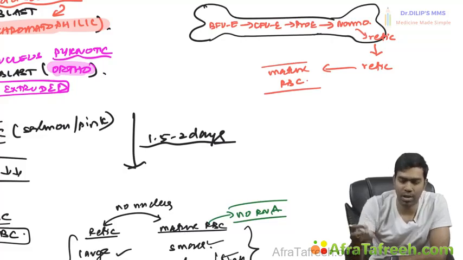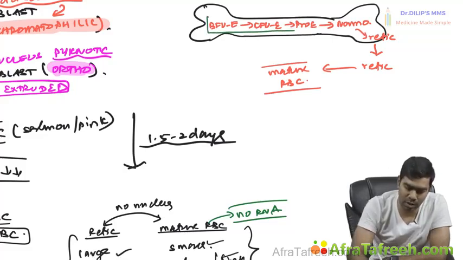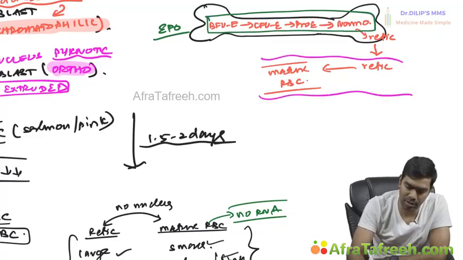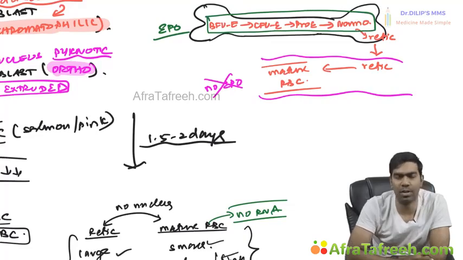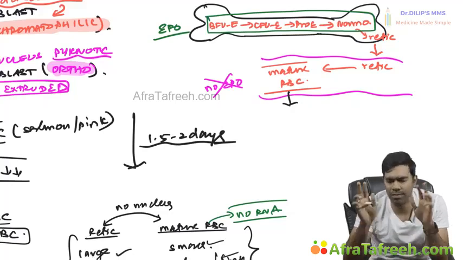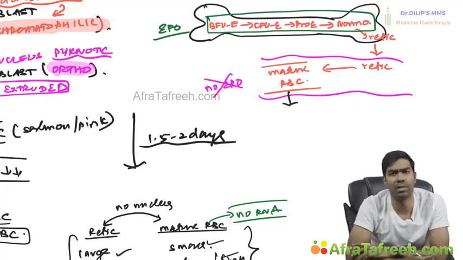And where is erythropoietin's influence going to be? The erythropoietin influence is going to be only in this part. Erythropoietin does not influence the mature RBC, which means the lifespan of the mature RBC is not affected by erythropoietin. Very important point. Lifespan of the mature RBC is not affected by erythropoietin.